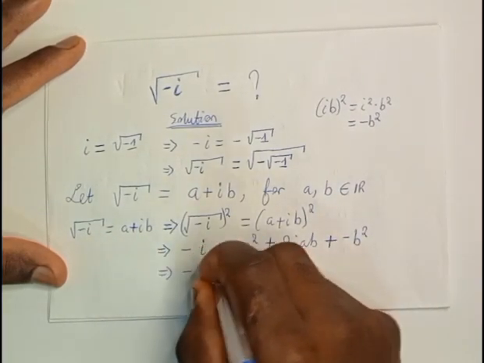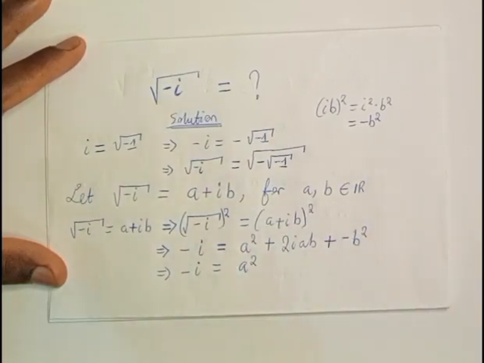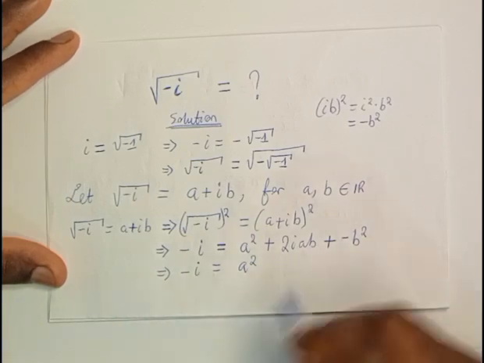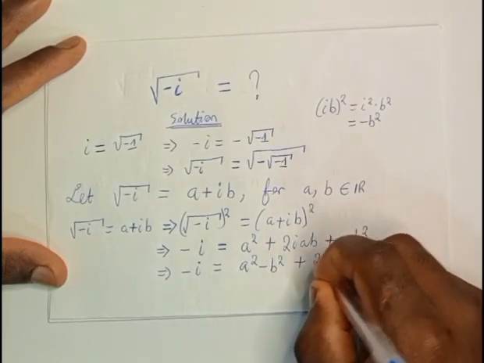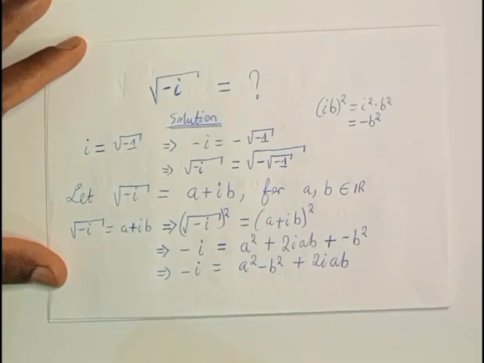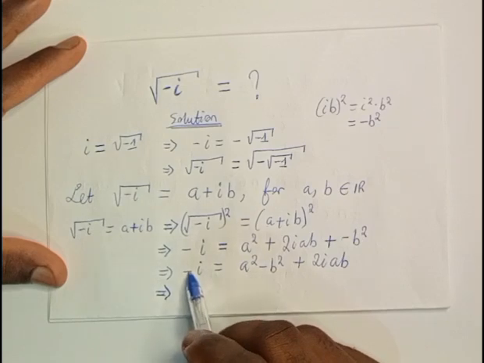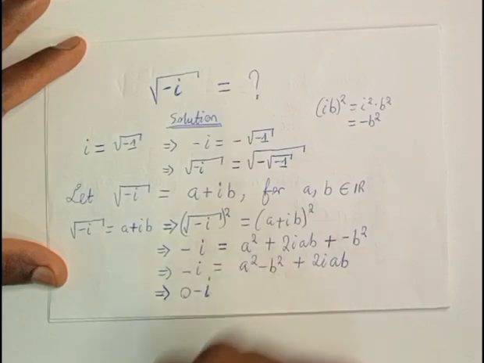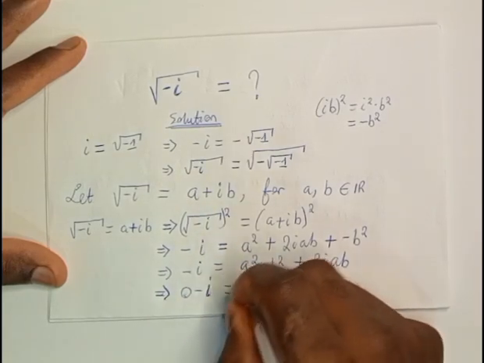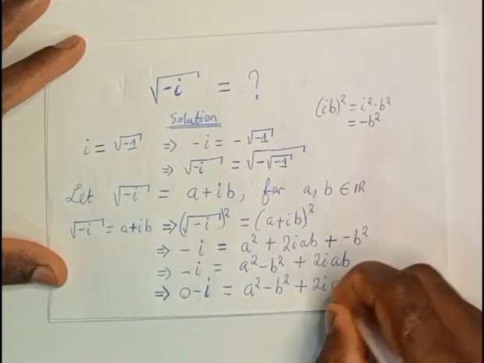Then negative i will be equal to a squared. We are going to group the real part and we keep the imaginary part. This will give us a squared minus b squared plus 2iab. Then the complex number negative i, we can express it as 0 minus i. The real part is 0, equal to a squared minus b squared, plus 2iab.